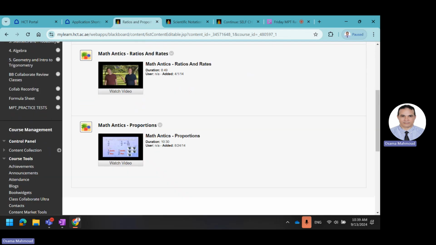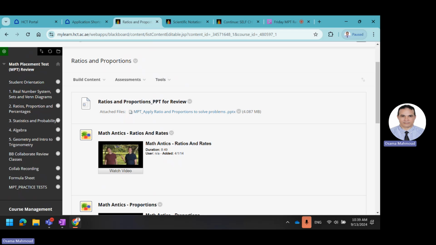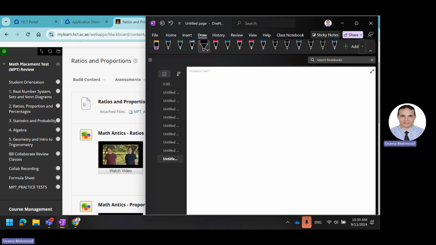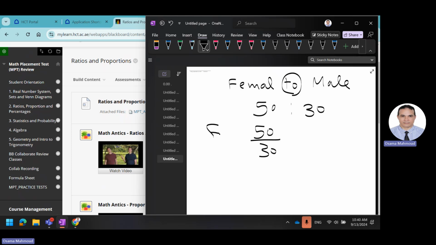But also, you don't have a self-check. Don't worry, because this one is easy. I will give you an idea about this one. When you say the ratio of the female to the male, I use this 2 dots: female to male is exactly like 5 to 3, or 50 to 30, right? You can write this one as a proportion, or you can write it 50 over 30. It means female with respect to the male.